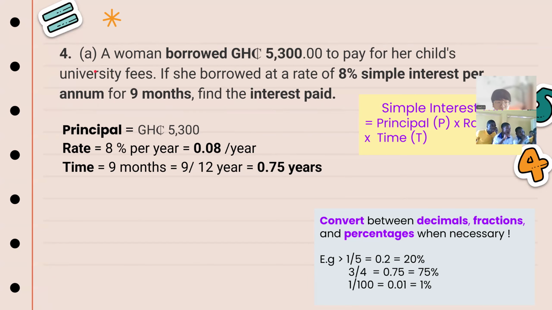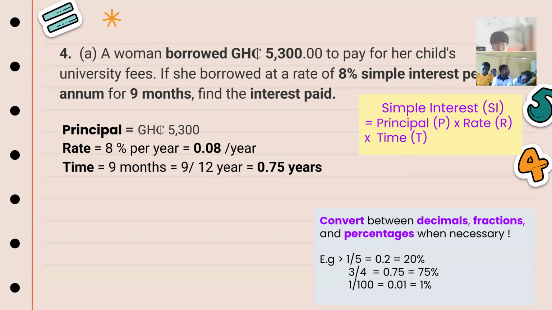So number 4. A woman borrowed 5,300 Ghana cedis to pay for her child's university fees. If she borrowed at a rate of 8% simple interest per annum for 9 months, find the interest paid. So, yeah, this is the interest problem again, and we solved this last time, right?